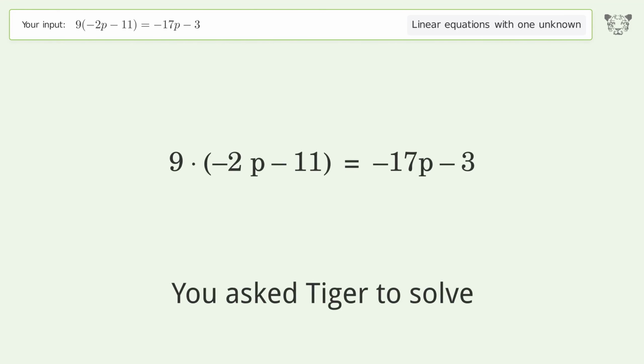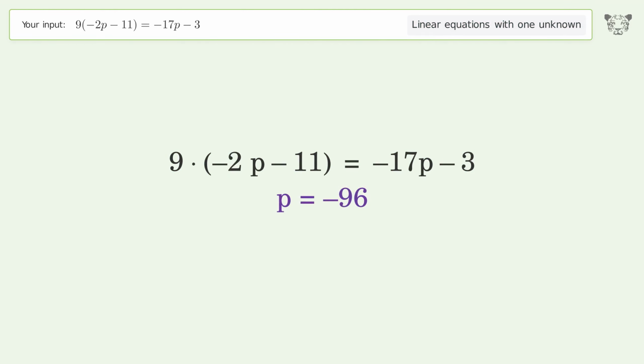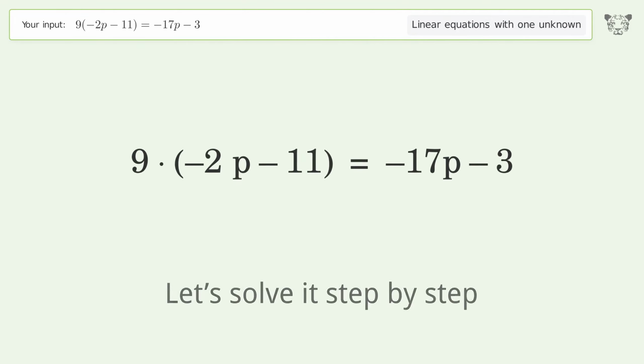You ask Tiger to solve. This deals with linear equations with one unknown. The final result is p equals -96. Let's solve it step by step.